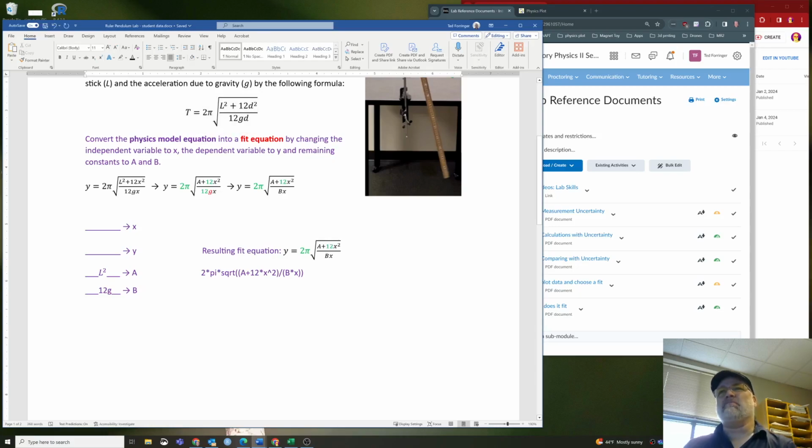Now, a lot of yours are going to be much, much simpler than this. You may end up with a fit equation that's just a times x, or ax plus b. But this was a complicated one for our example.